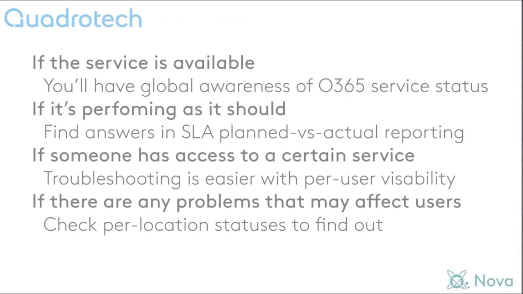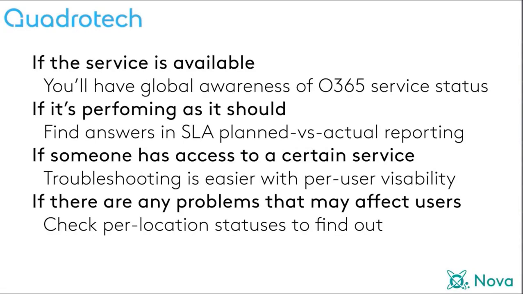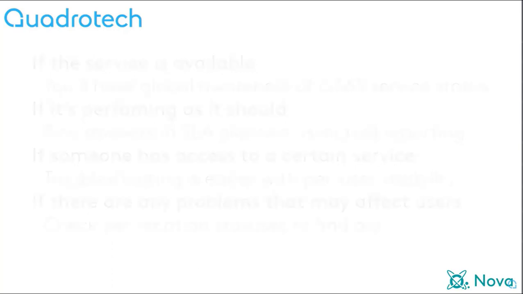The service gives an organization quick answers to questions like, is the service available? Is it performing like it should? Can a certain person use the service? And are there any problems with the service that might affect my users? As you can see, Nova Service Monitoring can simplify troubleshooting and performance monitoring work. Stay tuned for more information about features you'll find in Nova.